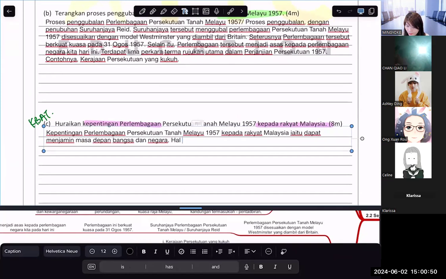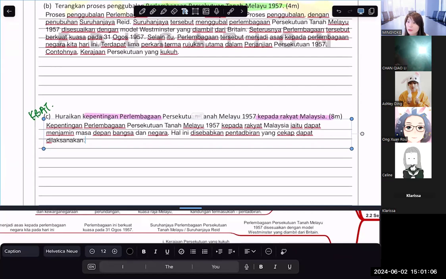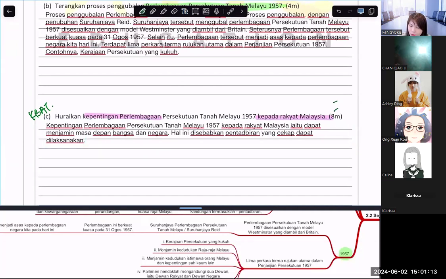Hal ini disebabkan pentadbiran yang cekap dapat dilaksanakan. You see? You put a fakta huraian. Because it's 8 marks, essay, that's why you must have what? Number 1. Essay is located at your test pad.